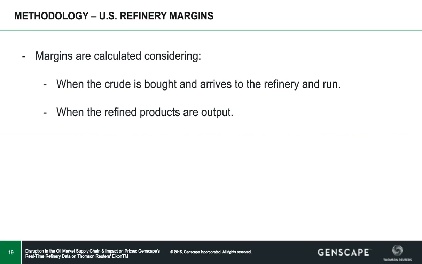So basically, margins are calculated considering two things. Simplistically, when the crude is bought and arrives to the refinery and run, versus when the refined products are actually output. So you have domestic crudes and imported crudes. I'm going to start off talking about imported crudes. The average price of refined products were compared against the average price of a 7-day period prior to the departure of the crude coming to a port in September and October.